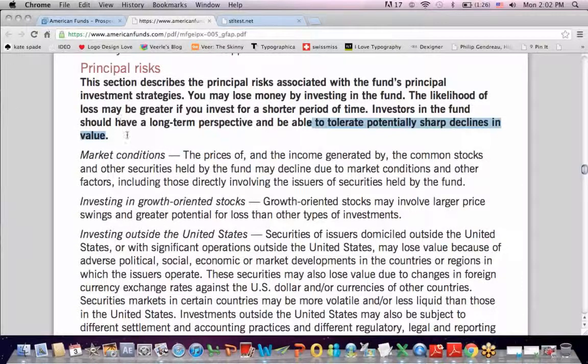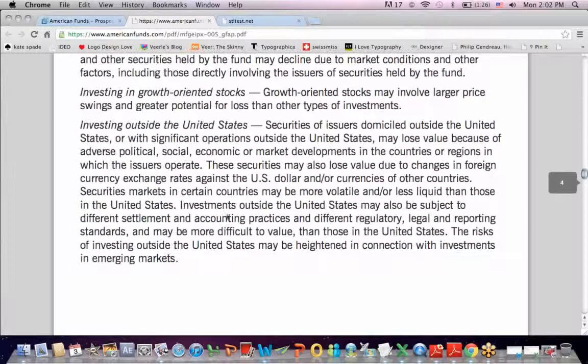So the risks that they list: market conditions, the overall market. Says growth-oriented stocks, companies that are looking for higher dividends and higher earnings, may involve larger price swings than other types of investments, meaning more price swings and more risk than if you went out and bought a corporate bond or a government bond, for example.